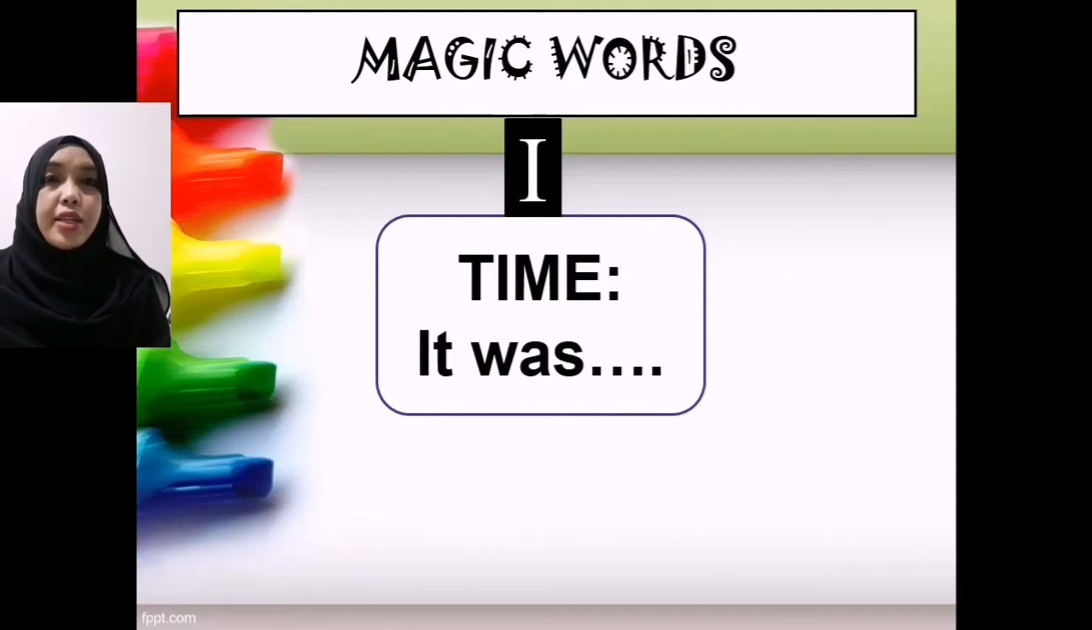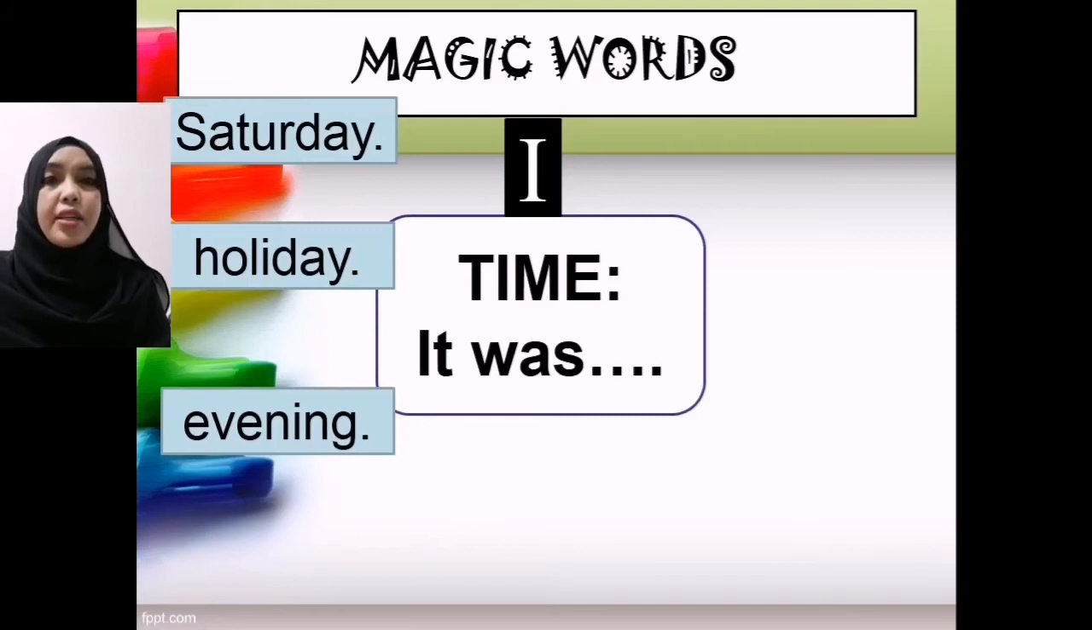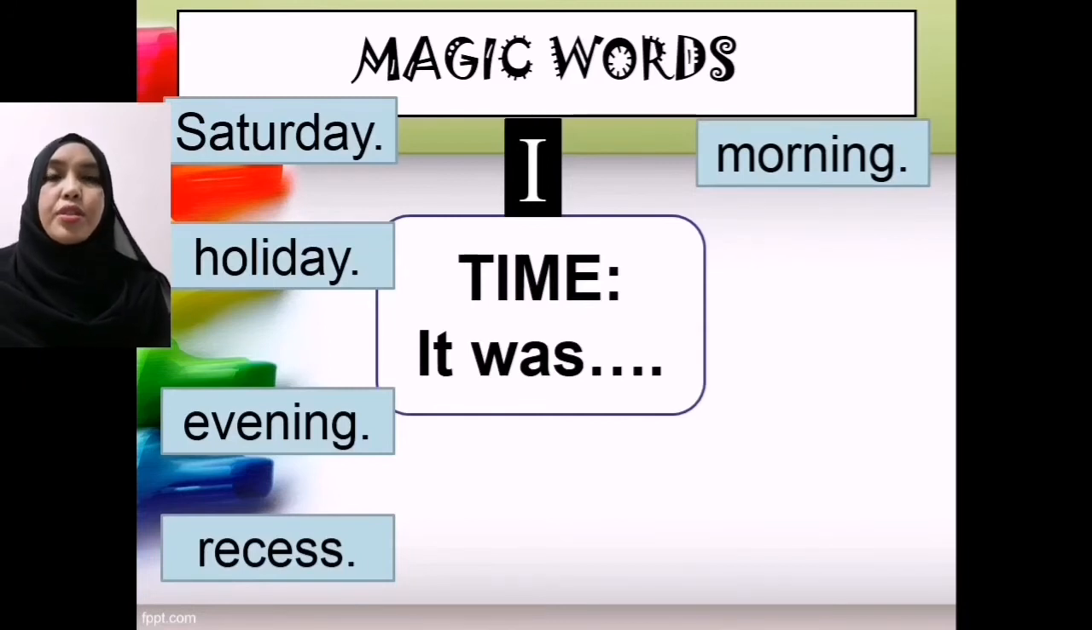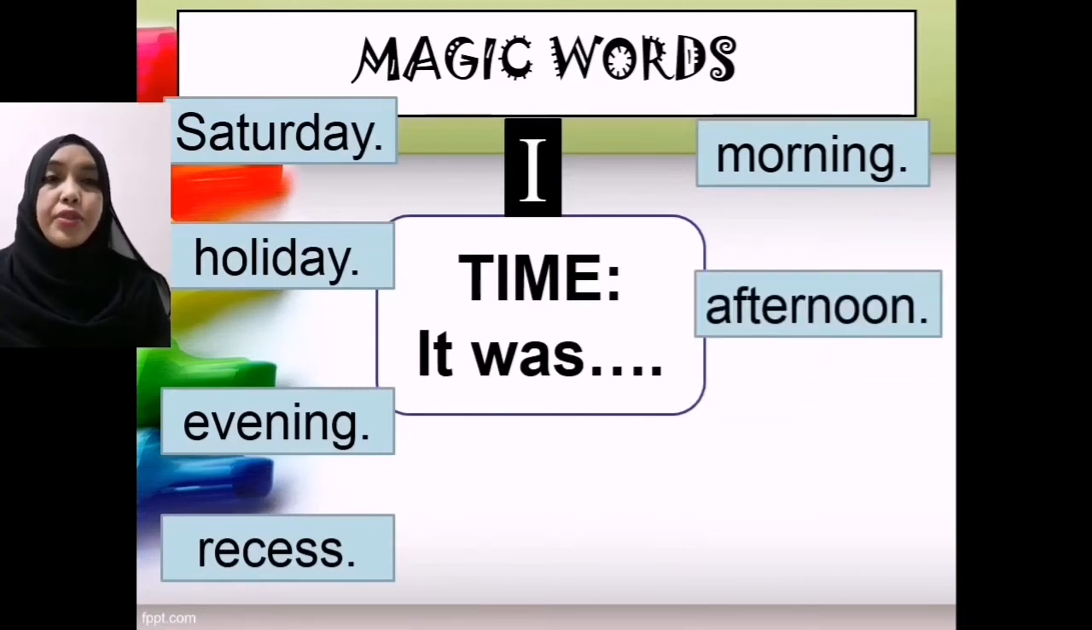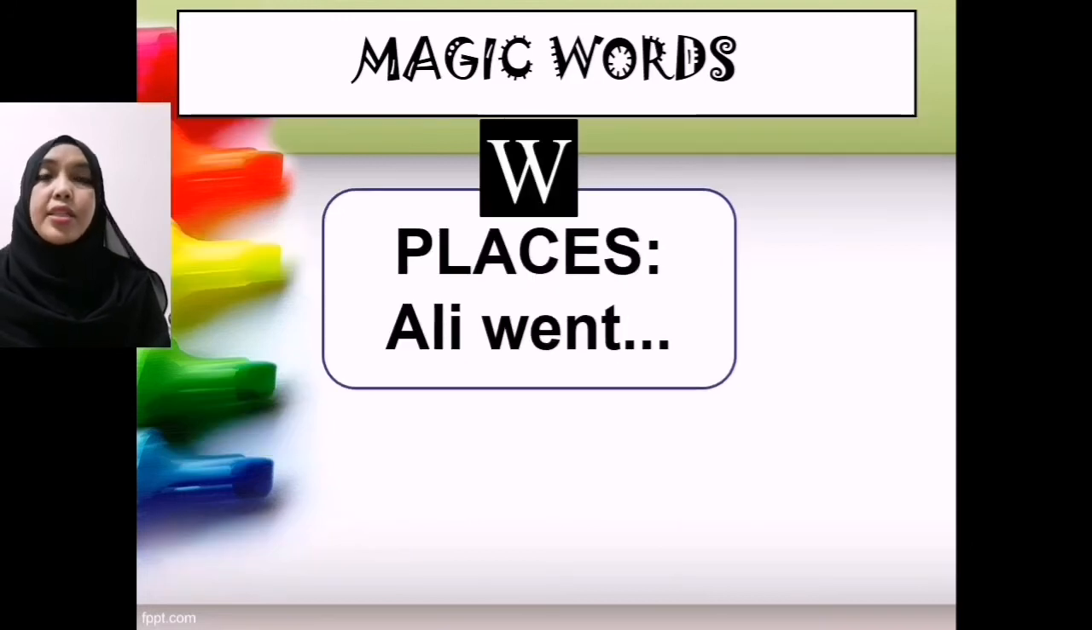Okay, next, the first, I, time: it was. It was Saturday. It was holiday. It was evening. It was recess. It was morning. It was afternoon. It was 8 o'clock. I, impian. Remember, it was. Can you give me two more examples of how to write sentences with it was?